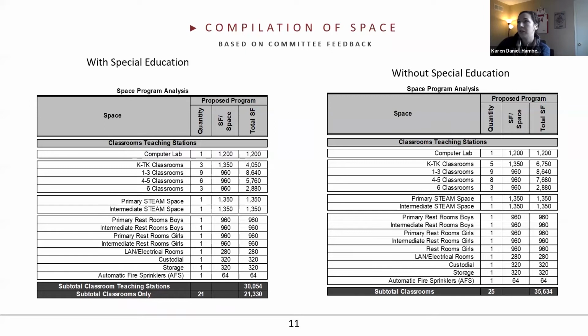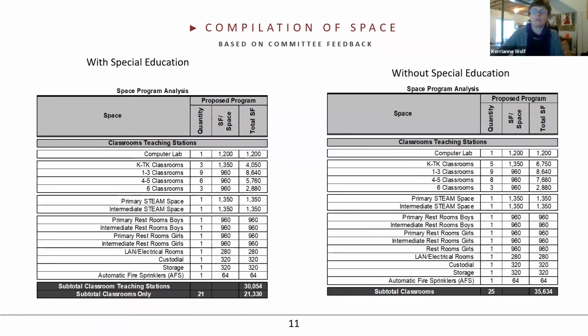Okay, so here's the compilation of space. We're going to go through these pretty much program by program, kind of briefly. Some of them differ. The special education aspect really adds some spaces in them. So we have, like in this case, this is the classroom teaching station section. We have with special education and without special education. Very similar. I think the biggest difference is the number of kindergarten and TK classrooms here. Carrie Ann, do you want to go through this?